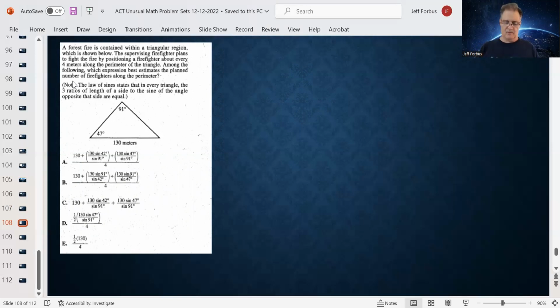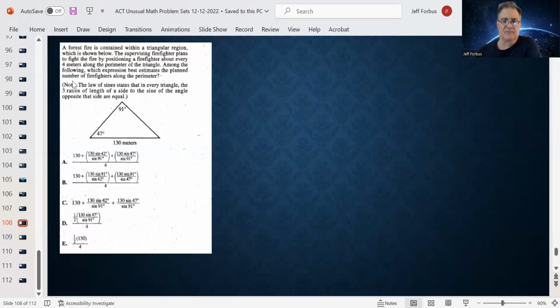Okay, so what we have here. If you look at the note, it says the law of sines. So they're wanting us to use the law of sines. A forest fire is contained within a triangular region. The supervising firefighter plans to fight the fire by positioning a firefighter about every 4 meters along the perimeter. Which expression best estimates the planned number of firefighters along the perimeter?